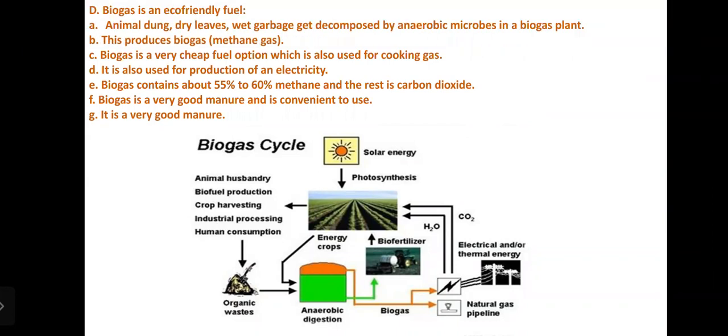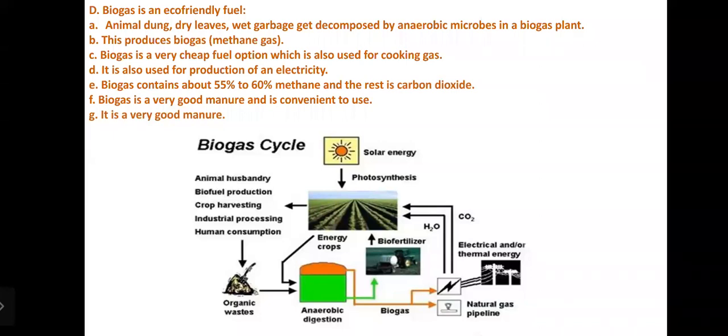Biogas is very good manure and it's convenient to use. Also, biogas produces a good manure. It is very good manure. So these are some points which make biogas an eco-friendly fuel because it completely decomposes and does not produce any harmful effects. So it is eco-friendly.